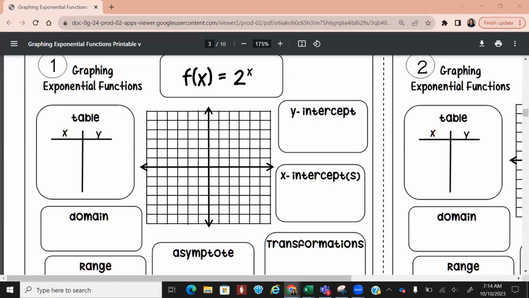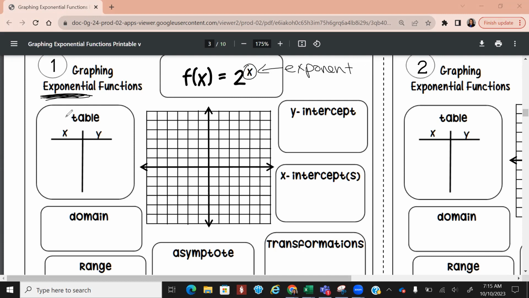We are going to talk about a new type of function. Last quarter we talked about linear and we talked about quadratic. This quarter we're going to talk about exponential. On your paper, I want you to underline exponential. What it means to be exponential is to have an x in the exponent. This is what makes it exponential.